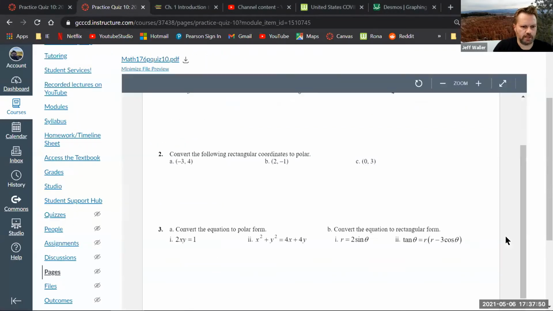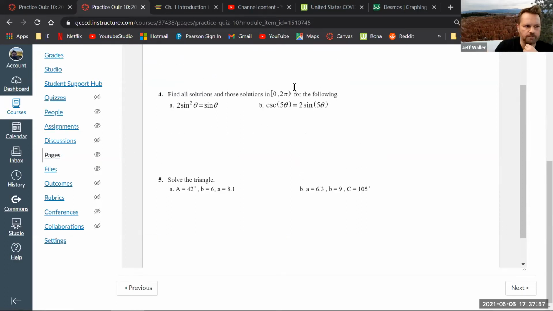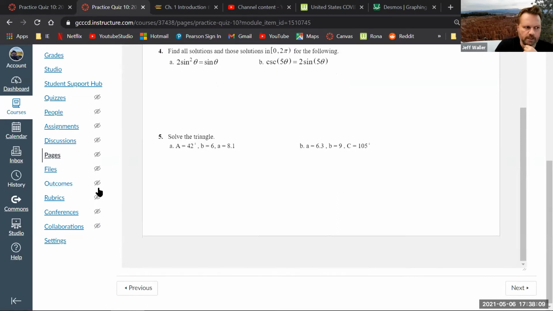I apparently did not do number 5 yet. Here it is. Solve the triangle kind of stuff. Number 4 is the examples from section 9-5. 9-5 was solving trig equations, right? So let's do this. Can you guys access that so I can close this down? Let me see, how do I want to do this? Let's do it this way.